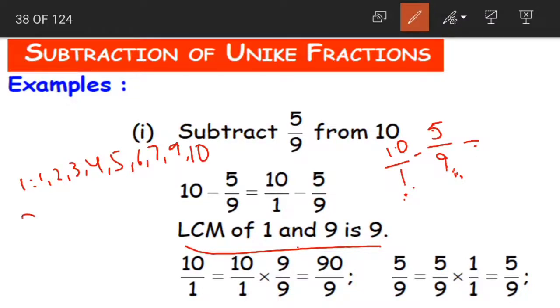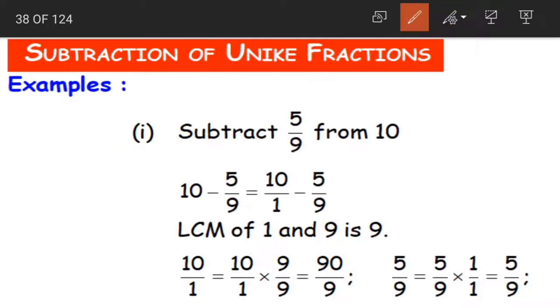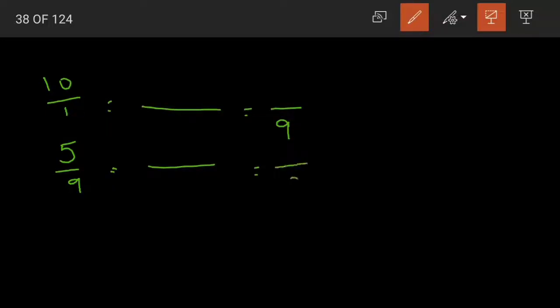These are the multiples of 1. And coming to the multiples of 9, these are the multiples of 9. We can stop after the first multiple itself. Why? Because we got our least common multiple, that is 9. LCM of 1 and 9 is 9 here. 10 by 1 minus 5 by 9. What is the LCM that we got? We got 9 as our LCM.